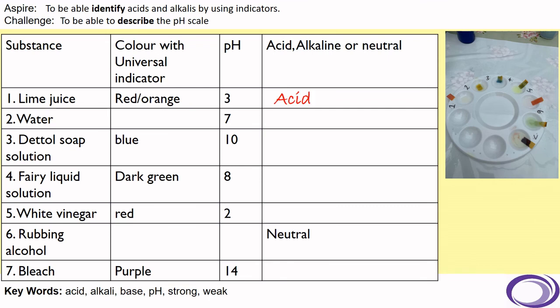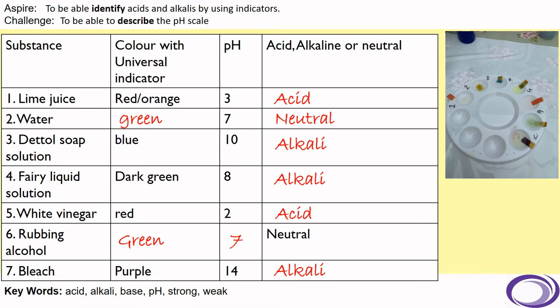The lime juice is an acid. The water would turn green as it's a neutral substance. The Dettol soap was an alkali, as was the fairy liquid. White vinegar, which is that ethanoic acid I discussed earlier, was an acid. Now rubbing alcohol, again, neutral, so it would be a green colour change and a pH of 7, and the bleach was alkali. It was a very strong alkali actually, and it actually removed the colour from the universal indicator paper when it was left in for a while.